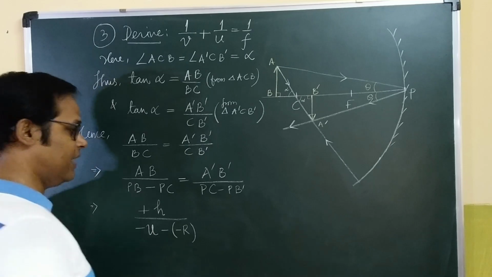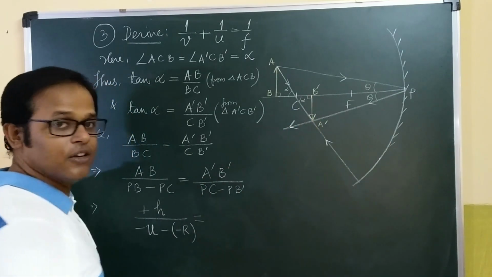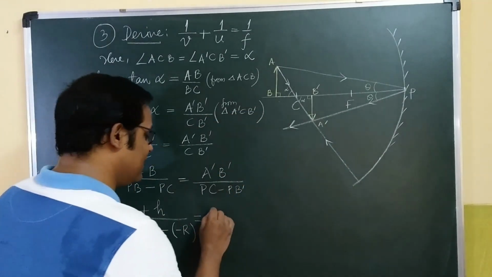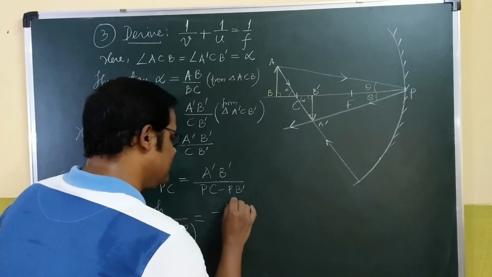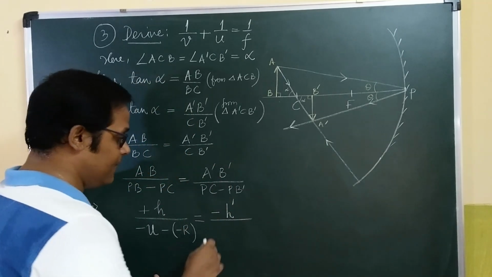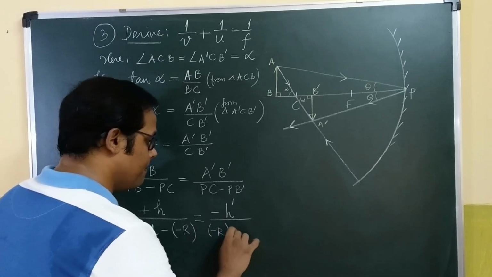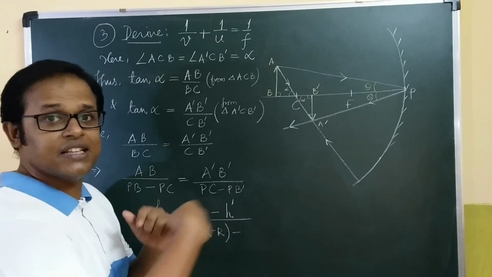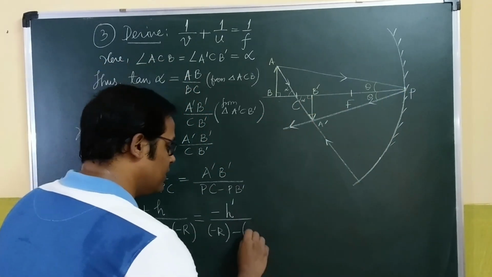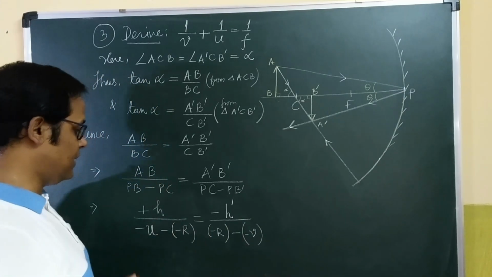Be careful about that. That should be equal to A dash B dash, which is the height of the image measured below the principal axis, so it should be written as minus H dash. PC is the radius of curvature, same, so I should be writing minus of R. Minus PB dash is the image distance. This distance is nothing but your image distance, so it should be written as minus of V. I hope I'm very clear till here.